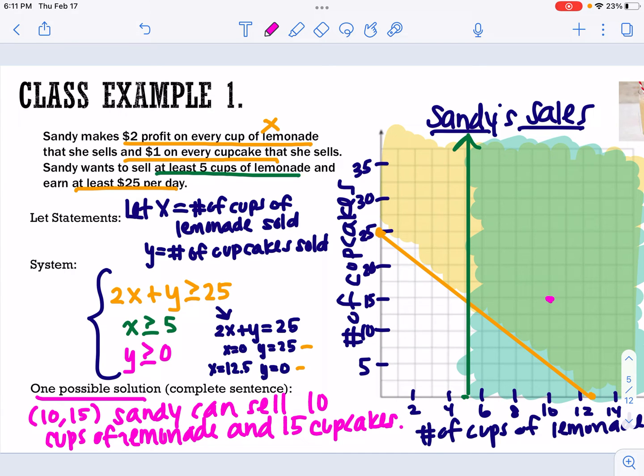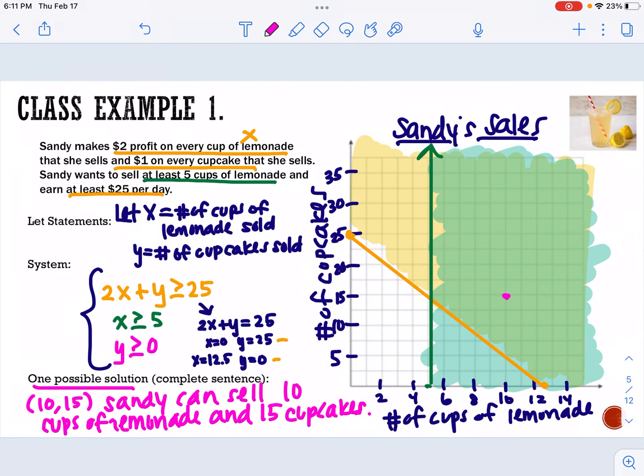Now, if I asked one question further, I could say, well, how much will she earn? Then your job would be to take that coordinate (10, 15) and plug it into the 2x plus y to determine what would be her total profit. All right, and in theory, it should be over $25. All right, I hope example 1 made sense.